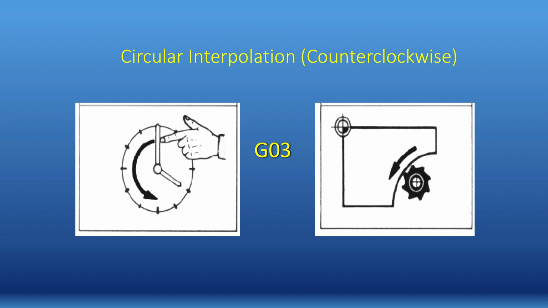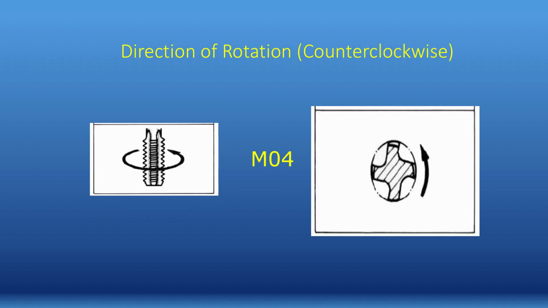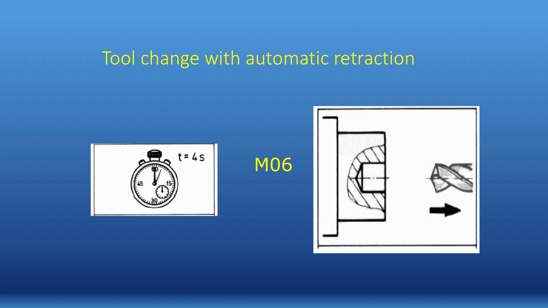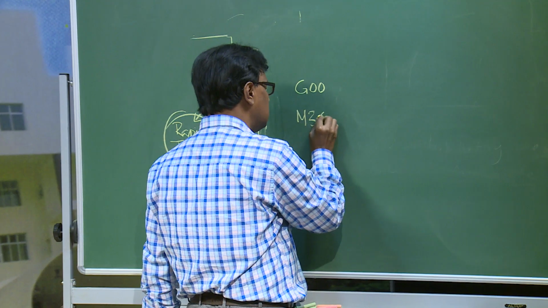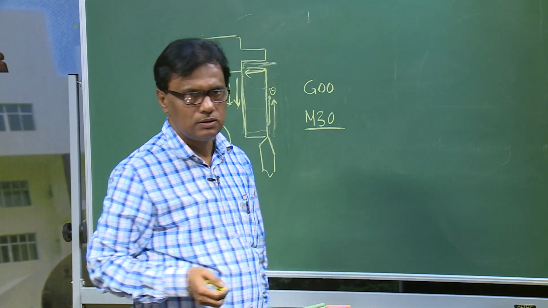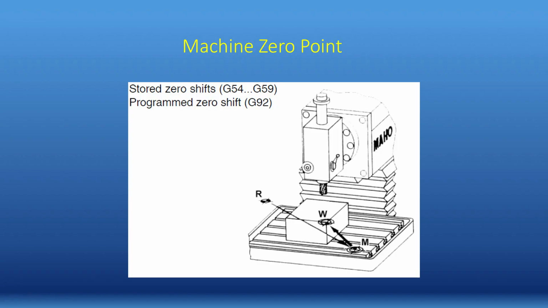This is a counterclockwise circular interpolation. Direction of rotation is shown here. This is the end of program. When the program is done, it is coded by M30, another miscellaneous code for end of the program.